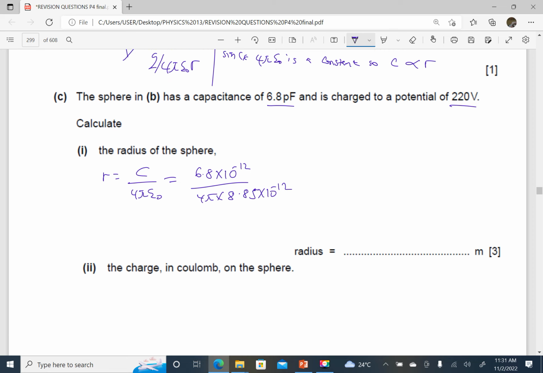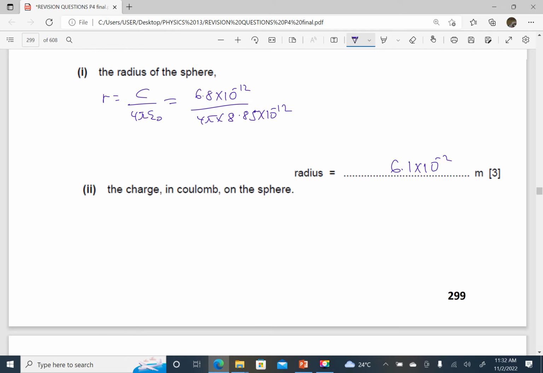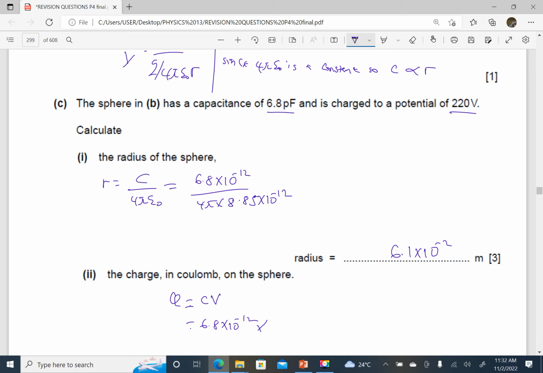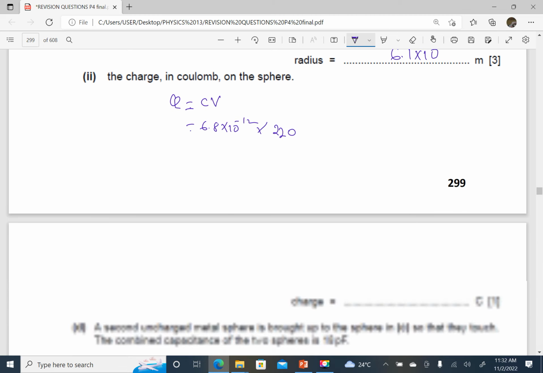So from my calculator, this is divided by... from my calculator, I get 6.1 times 10 power negative 2. Calculate the charge in coulombs on the sphere. So we know that charge is capacitance times V. Capacitance is 6.8 times 10 power negative 12, and the potential is 220 volts. Then when you press your calculator, times 220.